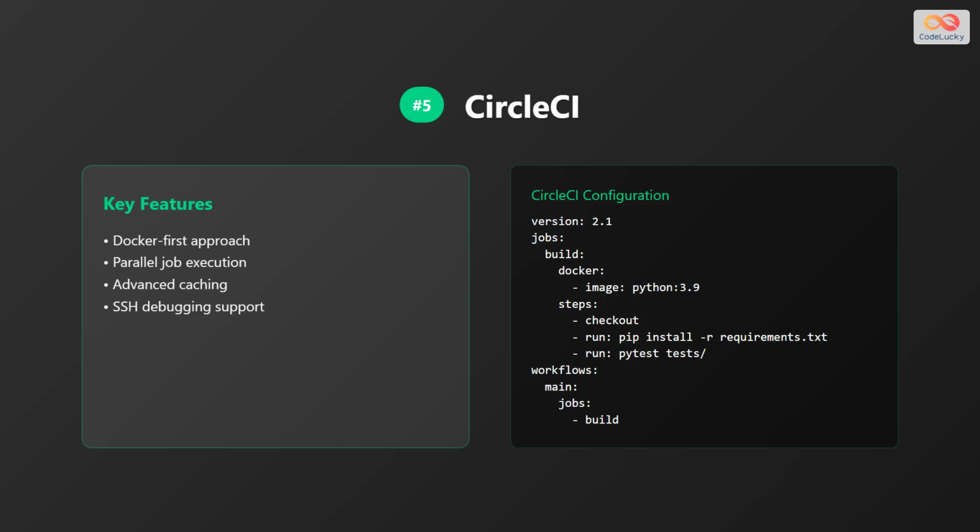A CircleCI configuration example is shown here. It defines a build job that uses a Python 3.9 Docker image. The steps include checking out the code, installing requirements from a requirements text file, and running tests using PyTest.